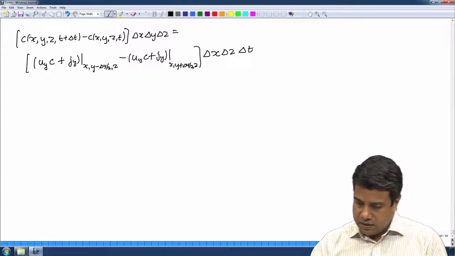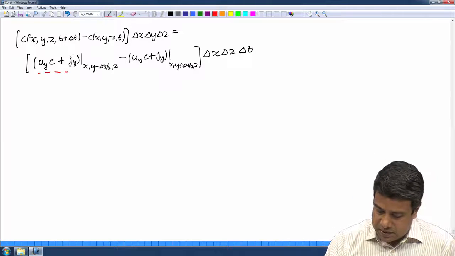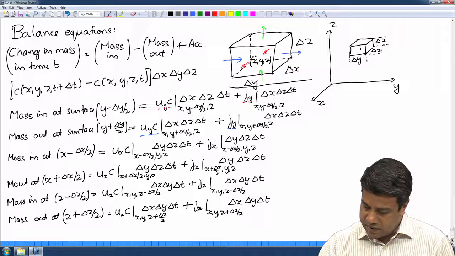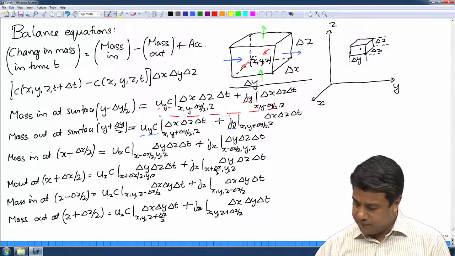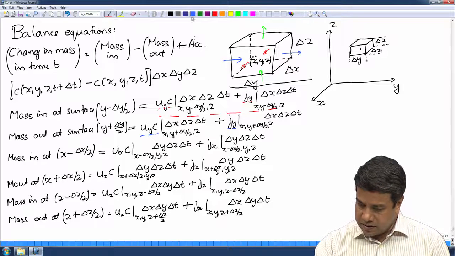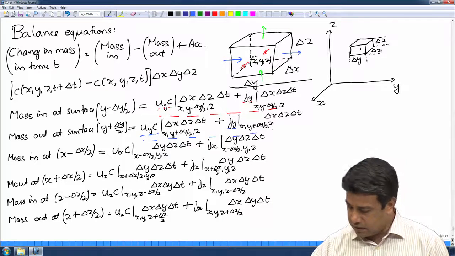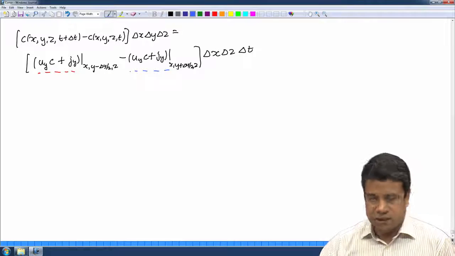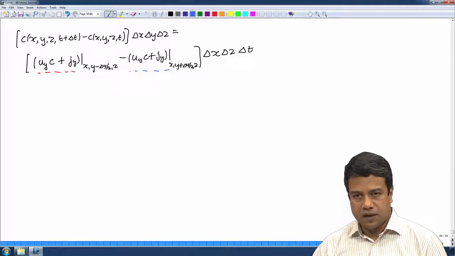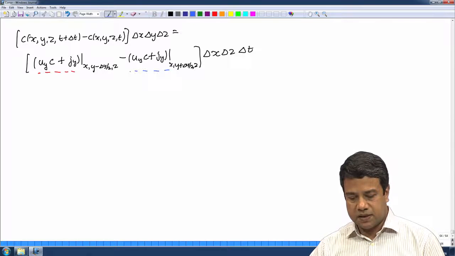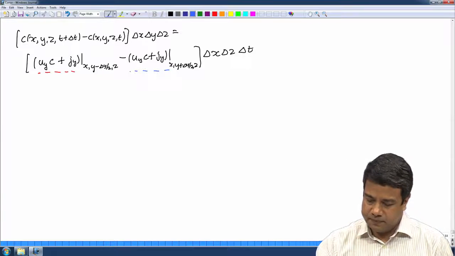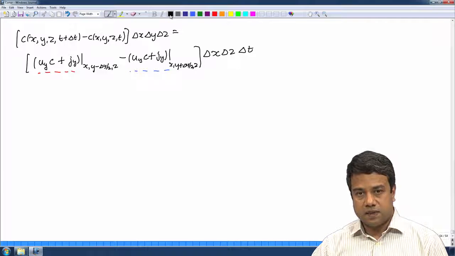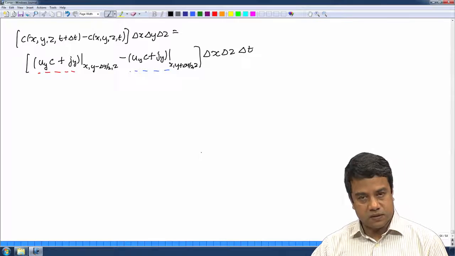So, the first two terms here are the mass that is entering, as we recalled from the previous section. And the next two terms are the masses that are leaving this differential volume. In both cases the surface area is the same and the time interval is the same. Then I will get terms in the x and the z direction which look very similar.